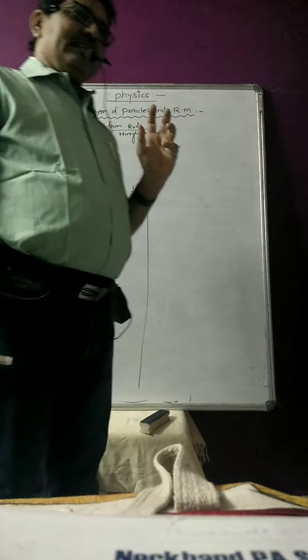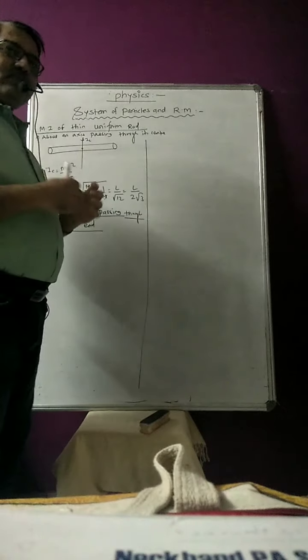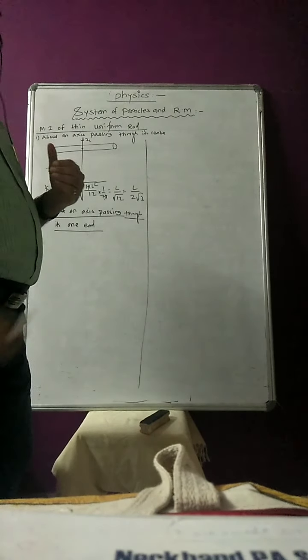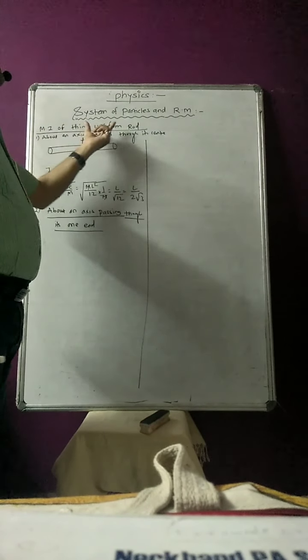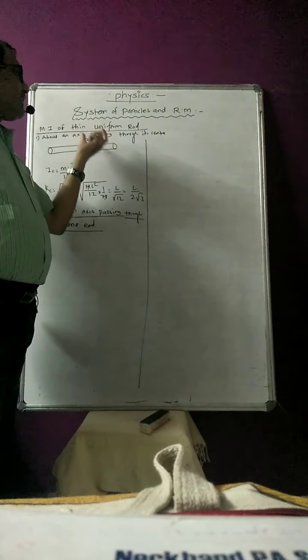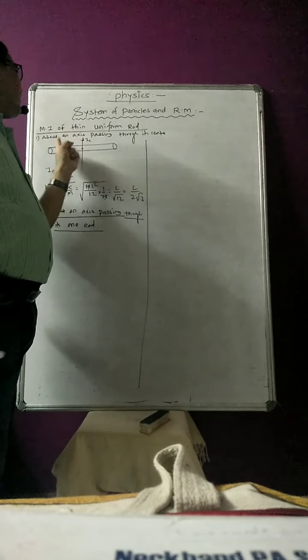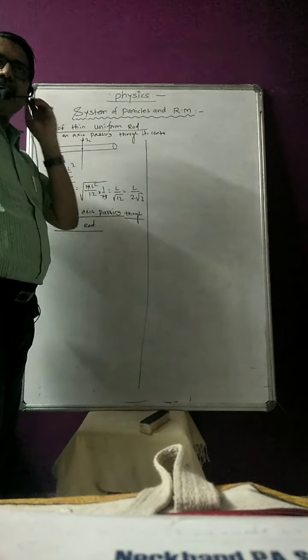After getting the two theorems, we started calculating the moment of inertia of different bodies, and the first body that we considered is a thin uniform rod. The first point you also learned is the moment of inertia of a thin uniform rod about an axis passing through its center.